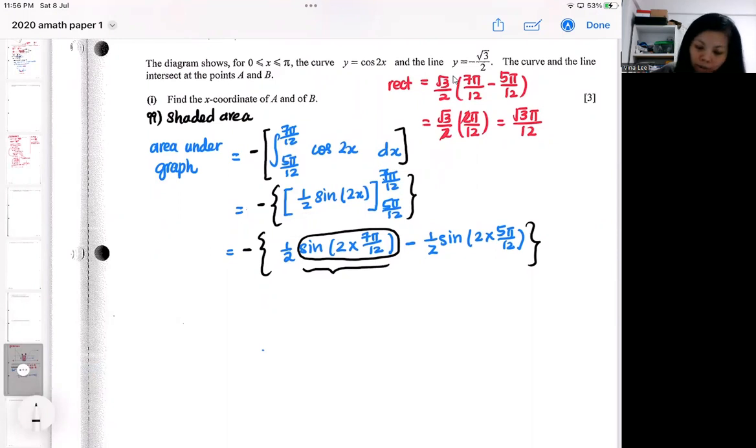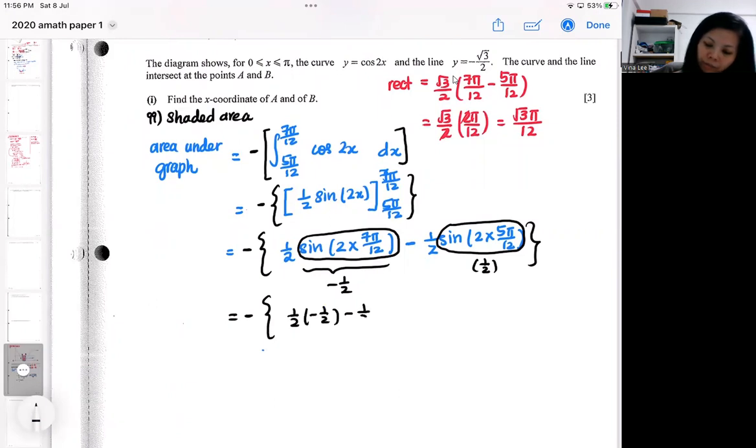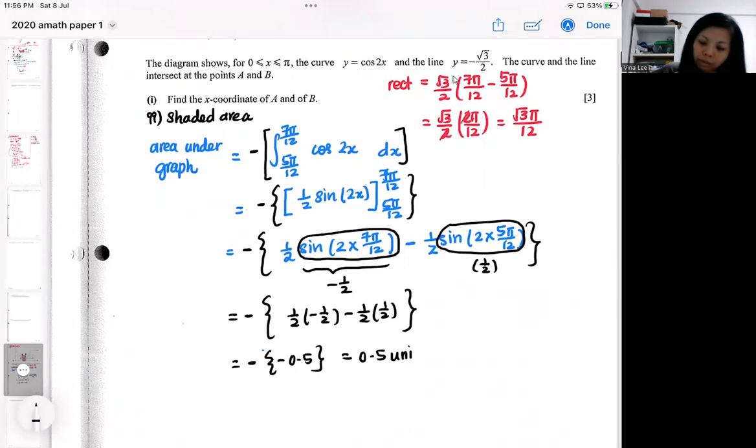So if you press out this component, you get a negative half. Then you press out this component, you will get a half. Okay, so the negative is still outside. So it will be half times negative half. Then now you press whatever is inside first. So eventually you will get the positive area.